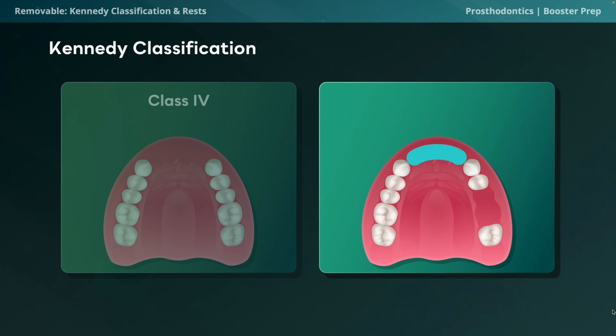And based on Applegate's rules, we use the most posterior edentulous area to classify the arch. So in this situation, the classification would change entirely. It would now be considered a Class 3 Modification 1.